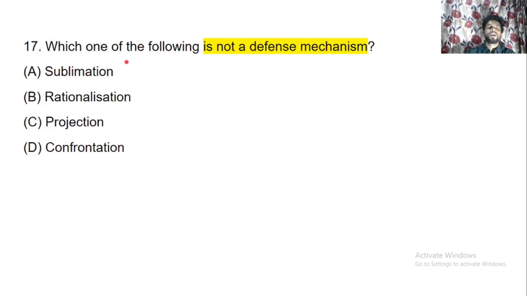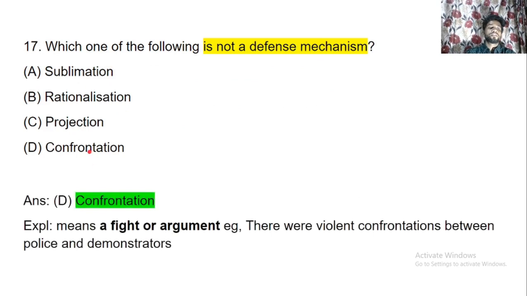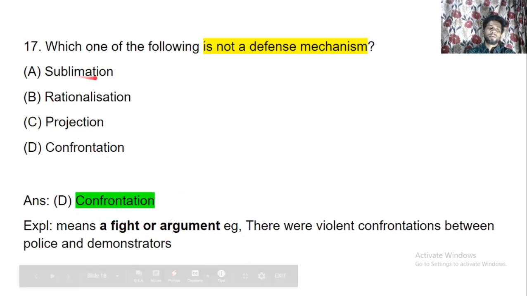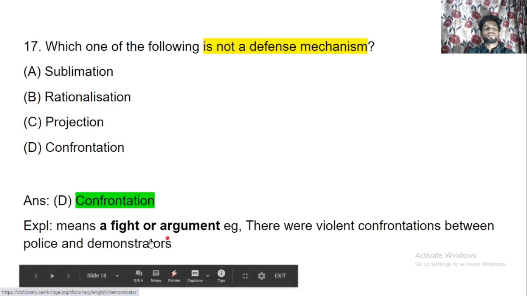Which one of the following is not a defense mechanism? Confrontation is not a defense mechanism. What confrontation means is a fight or argument. Example, there is a violent confrontation between the police and the demonstrators. Sublimation is a defense mechanism, rationalization is a defense mechanism, projection is also a defense mechanism, but confrontation is not a defense mechanism because it is a fight or argument.